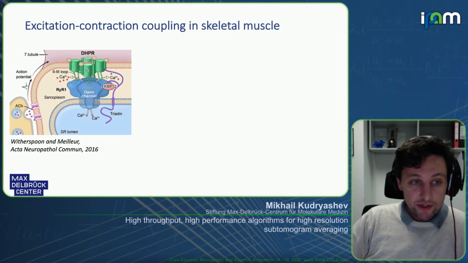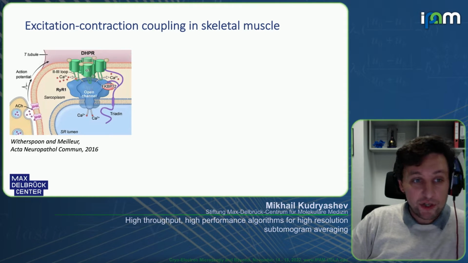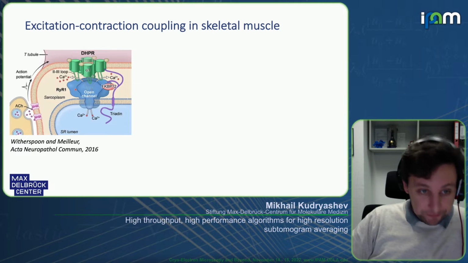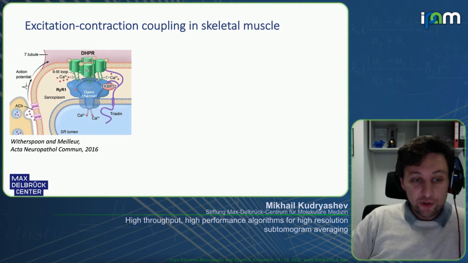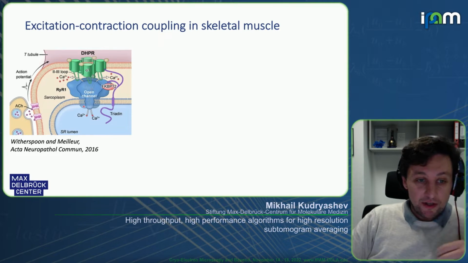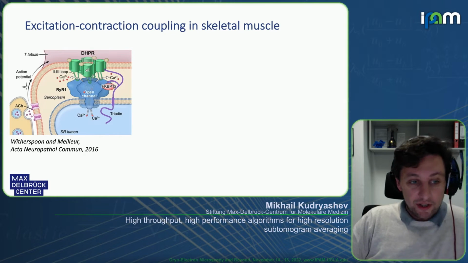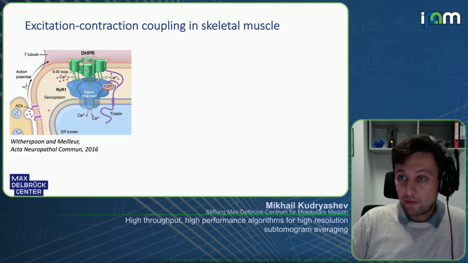So when calcium goes inside the cell, the physical interaction between the voltage-gated calcium channel that's called DHP receptor and the ryanodine receptor leads to opening of the pore of the ryanodine receptor, RYR1, in skeletal muscle, and then even more calcium can be released from the sarcoplasmic reticulum, which then leads to the contraction of the actin myosin fiber.